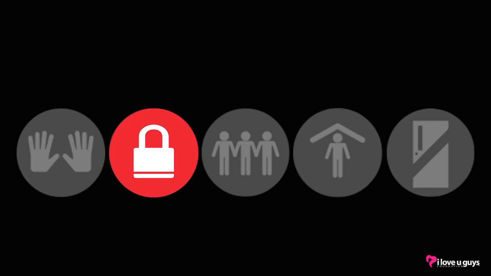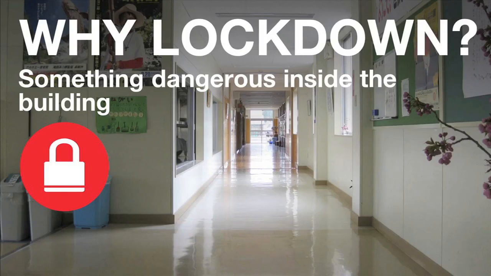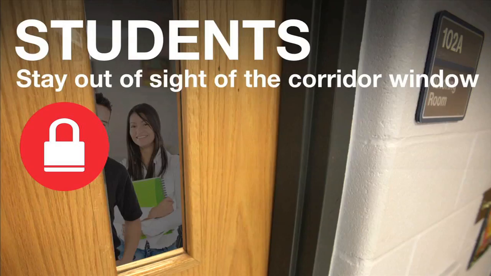Let's move on to lockdowns. Lockdown, locks, lights, out of sight. Lockdown is used when there is a threat inside the school building or on school property. Now we'll talk about what students should do in a lockdown. Students should stay out of sight of the corridor windows. Sit on the floor and get low. How do you know if you're out of sight? If you can't see the hallway window, no one in the hall can see you.